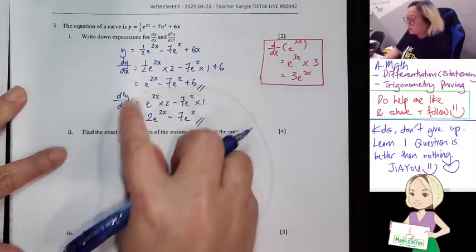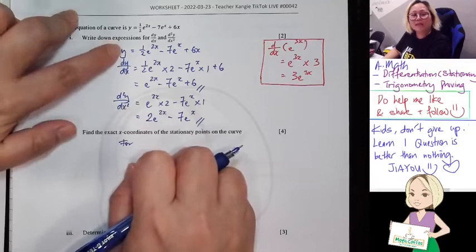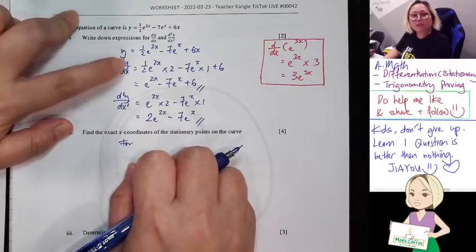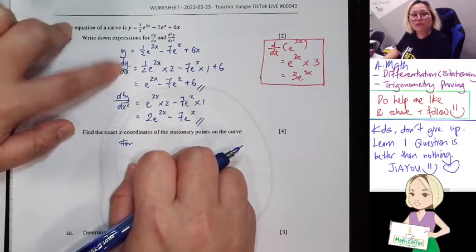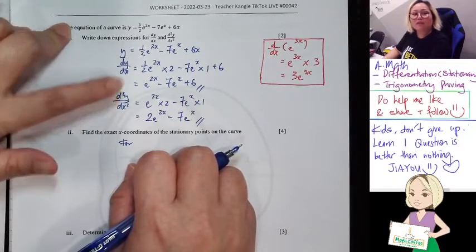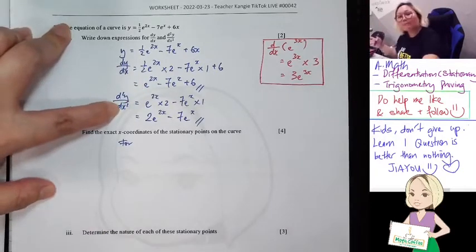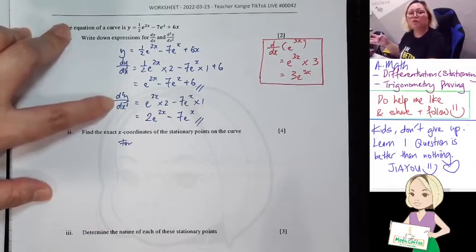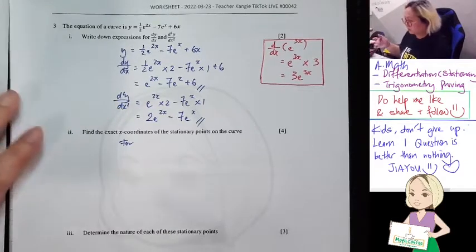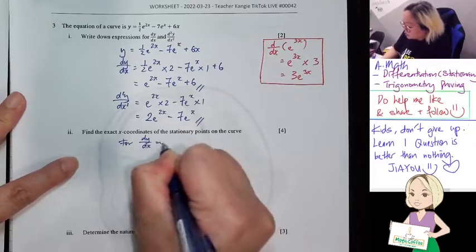d square y dx squared means that you're going to differentiate. See, y is a function, right? Differentiate y gives dy dx. d square y dx squared means I differentiate my dy dx. It's like I differentiate one more time. That's why it's d square y dx squared.